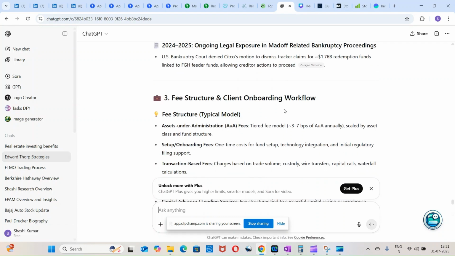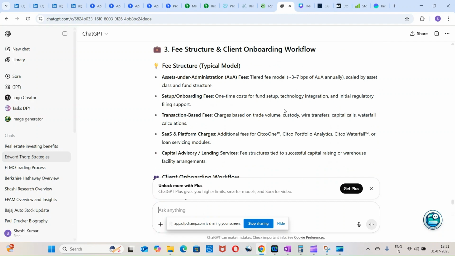So, what is their fee structure and client onboarding workflow? Fee structure: the typical model for assets under administration is a tiered fee model, 3 to 7 basis points of assets under administration annually, scaled by asset class and fund structure. Setup and onboarding fees are one-time costs for fund setup, technology integration, and initial regulatory filing support. Transaction-based fees are charges based on trade volume, custody, wire transfers, capital calls, and waterfall calculations.